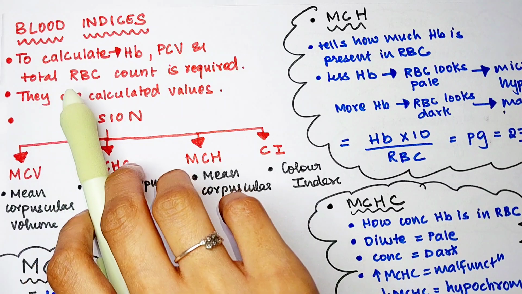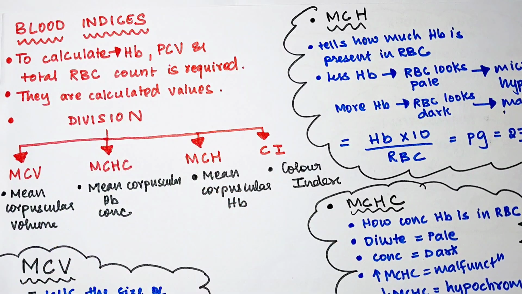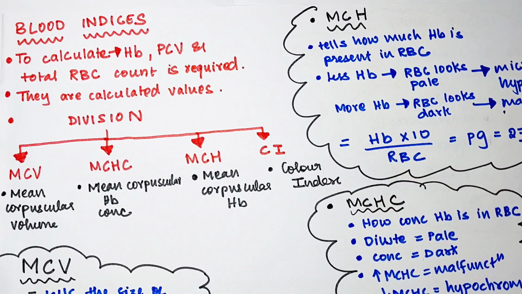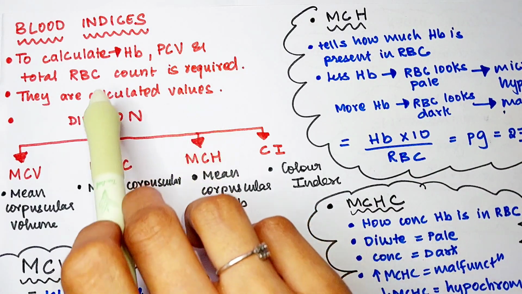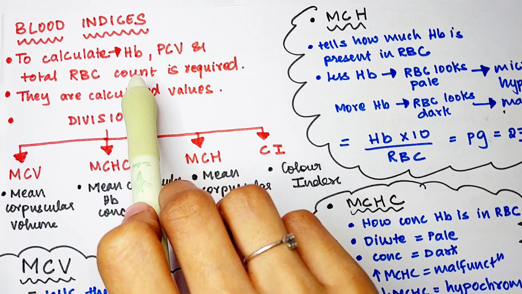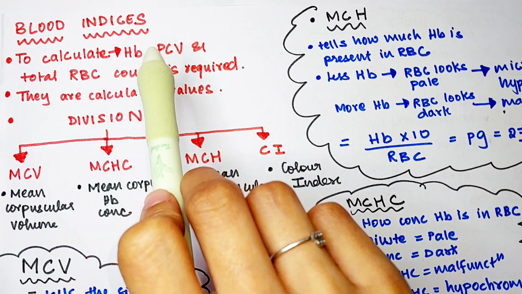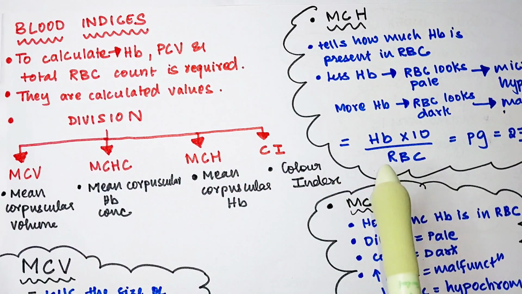Now, blood indices are calculated values. Like you see over here, you use certain formulas. You don't sit and do it. The blood reports will do it, and you have a generated answer given to you. But yes, they are calculated values that are obtained using the amount of HB concentration, the total RBC count present, and packed cell volume. Based on all of this, certain values are calculated.